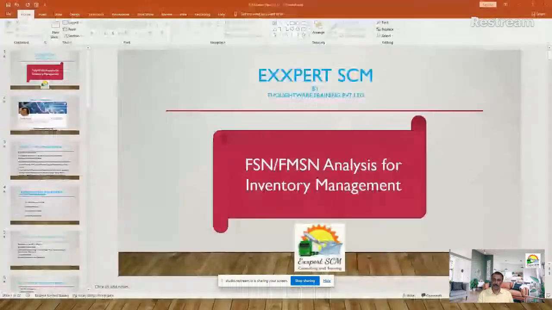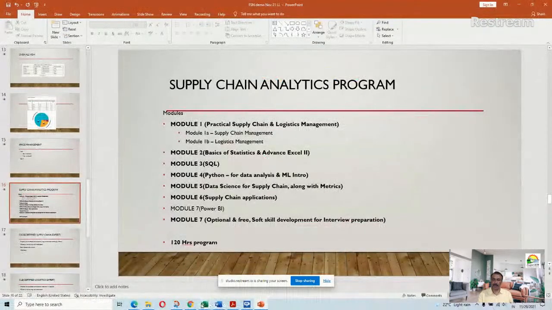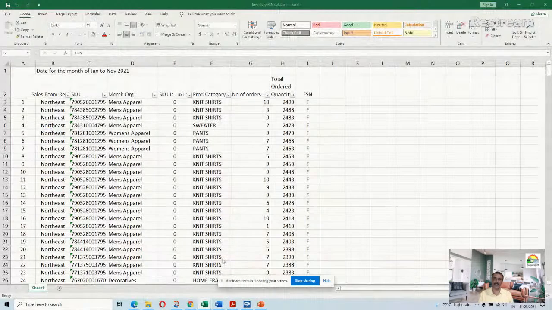Coming to the Excel program, it can also be done in Excel, or if you have huge data, maybe we also train candidates on supply chain analytics. It's a part of some e-commerce data where we were able to do the FSN analysis. If the data is more, for example, if you have 1 million data, then possibly you cannot use Excel. That's where SQL or Python will help you.